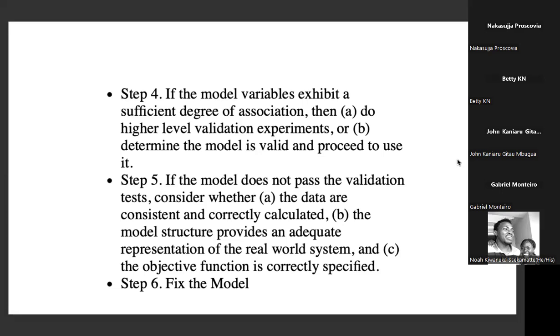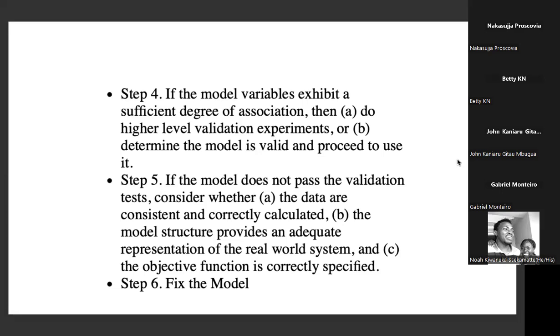So if the model doesn't pass, is your data consistent and correctly calculated? Some of the parameters we use in the models are estimated from the data that we have. So how did you do that? And when they were collecting the data, especially if it is prior secondary data, do you think they made the same assumptions that you made when you're constructing the model?